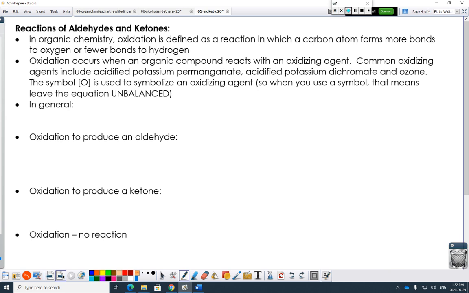So oxidation, carbon is going to form more bonds to oxygen, which makes sense, right? Oxidation, more bonds to oxygen. You can also think of it as fewer bonds to hydrogen, but if you'd like the clue to be in the name, then think of it like oxidation. We're going to bond to oxygen. But these reactions get very, very tricky very, very quickly.